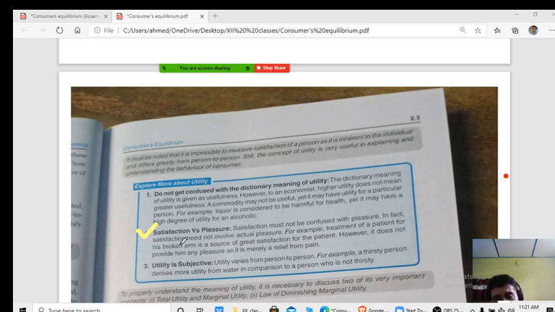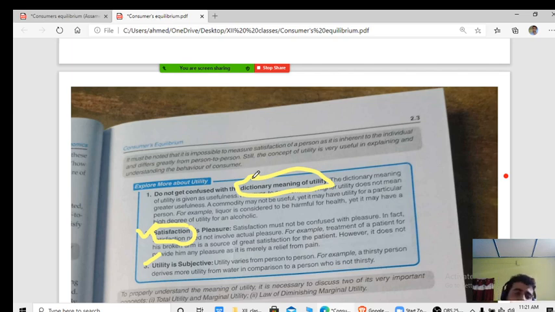And satisfaction in a very rough sense we can say is utility, because we are defining utility as the power to satisfy human want. Utility is subjective, which means it varies from person to person. Do not get confused with the dictionary meaning of utility. In any English dictionary, utility is defined as usefulness, but it may not be so in economics.